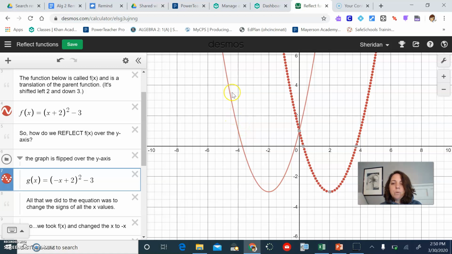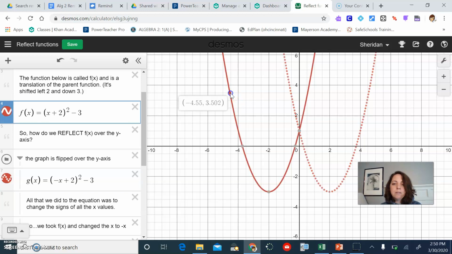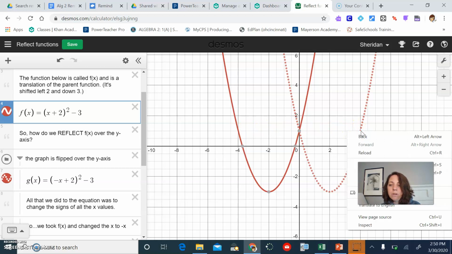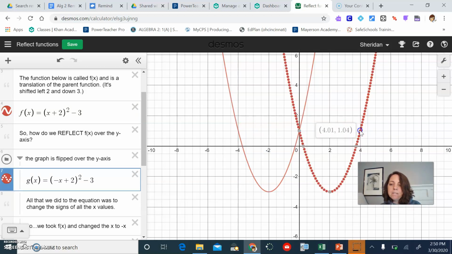So originally there was a point right here. Let's see if we can find a whole number one to make it easier to see. Oh wait, what's this? This is pretty close to (-4, 1). And that reflected way over here to (+4, 1). See? And this point here, which was (0, 1), reflected over the y-axis is still (0, 1) because the y value isn't going to change, just the x value is going to change.